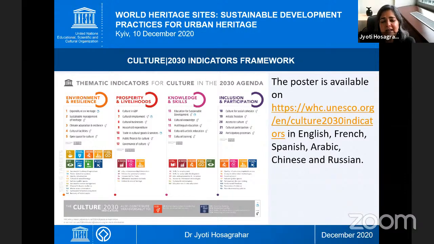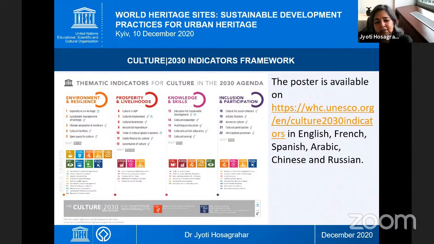So what we did was look at the 169 targets and identify about 25 of those that we saw as most pertinent and directly contribute to culture. And here we're looking at culture across all the 6 culture conventions of UNESCO and the 3 recommendations. So including, of course, the World Heritage Convention and the Historic Urban Landscape Recommendation. And we've regrouped them thematically. And this is also building off of the 5 Ps of the Sustainable Development Goals, as well as the 3 pillars of environment, social and economic, and adding knowledge and skills.